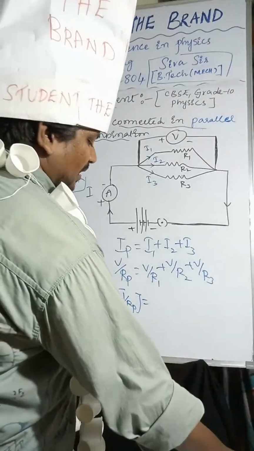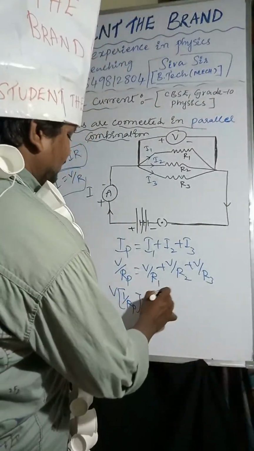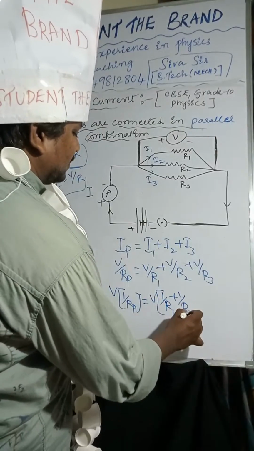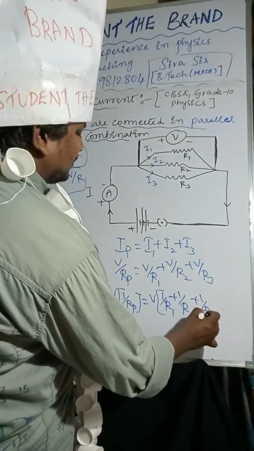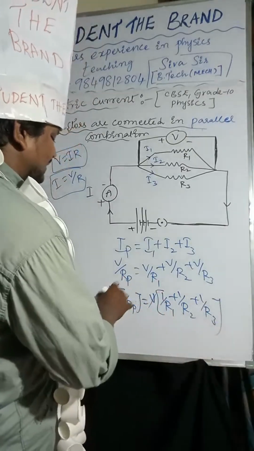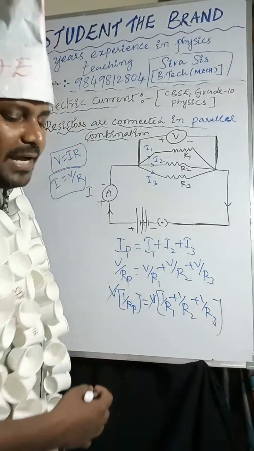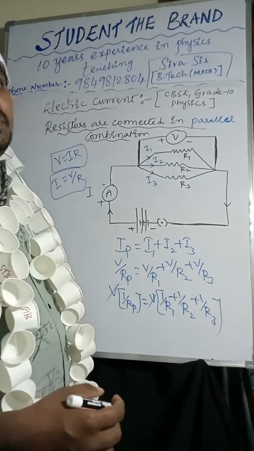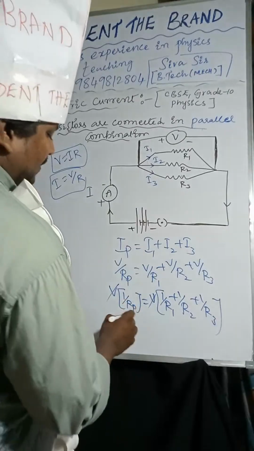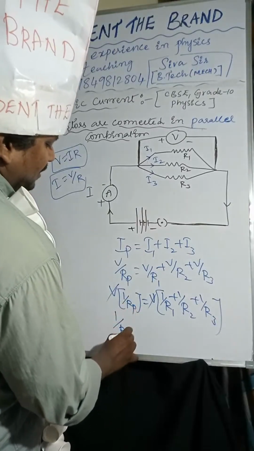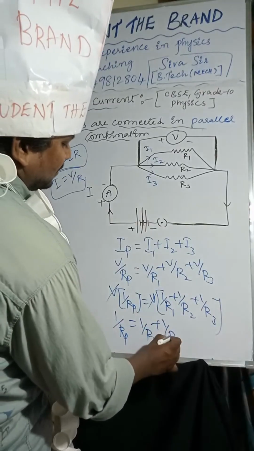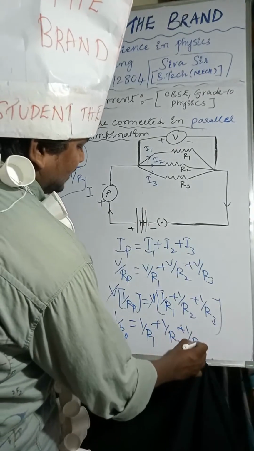I am taking V common here. So if you take V common, 1 by R1 plus 1 by R2 plus 1 by R3, V gets cancelled. The final formula is 1 by RP equal to 1 by R1 plus 1 by R2 plus 1 by R3.